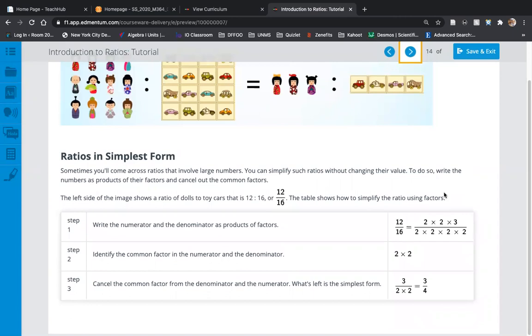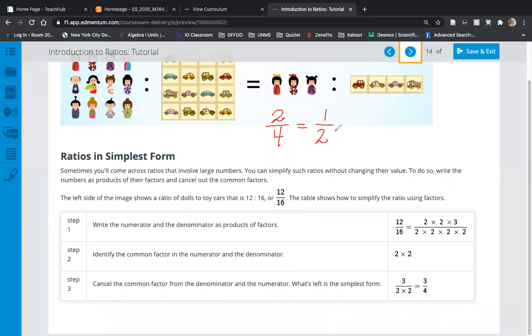All right, so it says sometimes you come across a ratio that involves large numbers. You can simplify such ratios without changing the value. This is really like when you learned about equivalent fractions. So just to give you a really basic example, I might say the fraction 2/4 is equal to, does anybody know a simpler way that I could write this fraction? 2 is half of 4, so a simpler way to write that is 1/2, right?